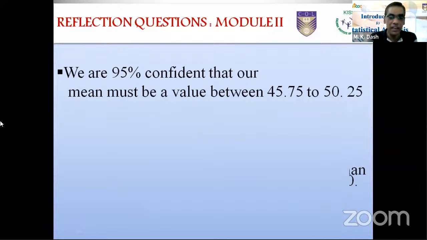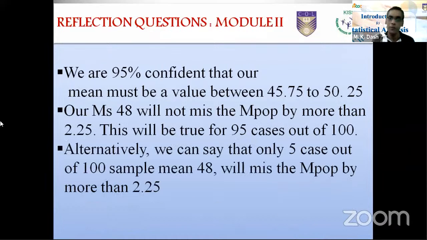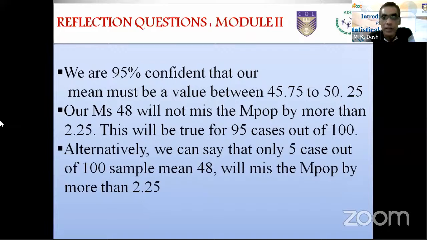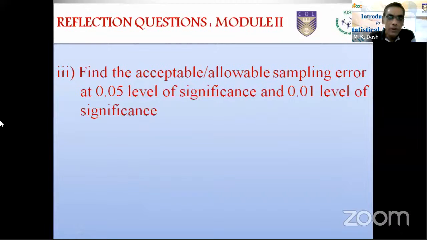So the interpretation is exactly the same way we did the interpretation for the 99% confidence level, 0.01 level. You can make the interpretation for 0.05 level of significance. I hope this aspect is quite clear to you. I am not going to take much time on it. Now, see the third bit. The third bit is a little bit different from the first and second bits. Find the acceptable and allowable sampling error at 0.05 level of significance and 0.01 level of significance.